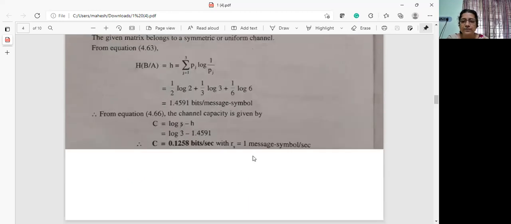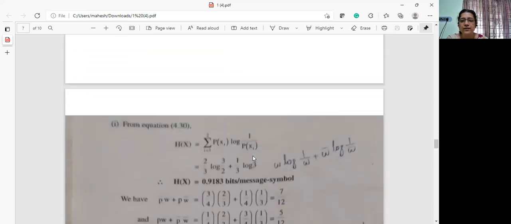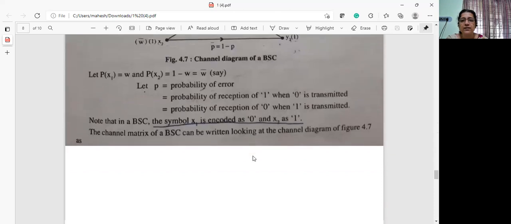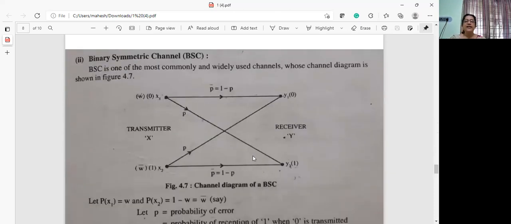Next we will see the derivation of a binary symmetric channel. So this is the channel diagram for a binary symmetric channel. In the case of a binary symmetric channel, you can see x1 represented by 0, x2 represented by 1. And the probability of x1 is given as W, probability of x2 is given as W bar.